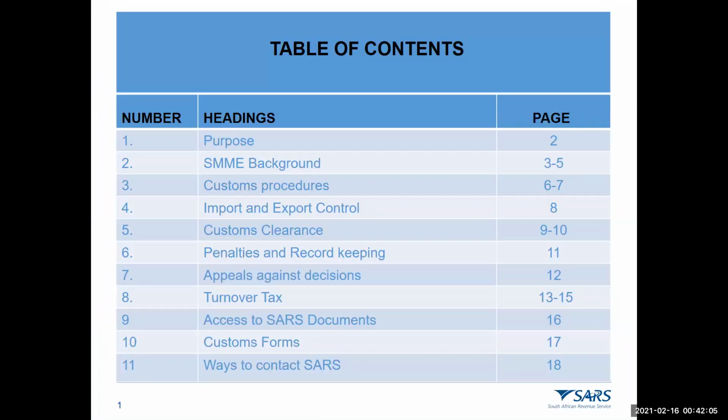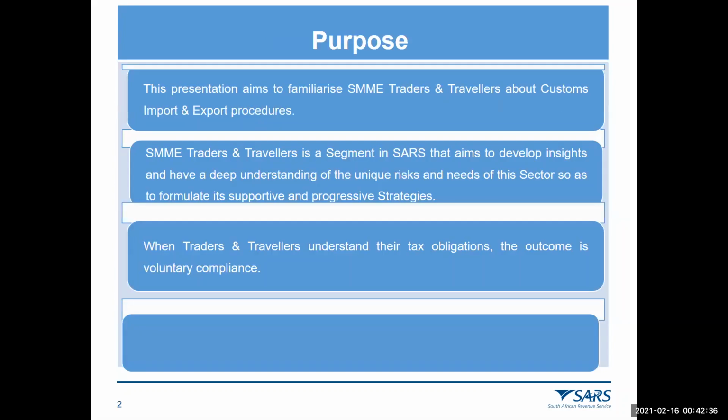Our presentation will cover the purpose, then a bit of background of the unit within SARS, and then we will talk to the procedures, and then we will talk to the import and export, the clearance process, and then we will talk about the punitive measures that need to be taken, and then we will talk about the appeal process. The turnover, the colleagues have already covered, so we won't cover that. And then we will talk more around the forms and the documents and where to get them within our website. So the purpose of this presentation is just to highlight the import and export process for the traders and travelers within the customs and excise space.